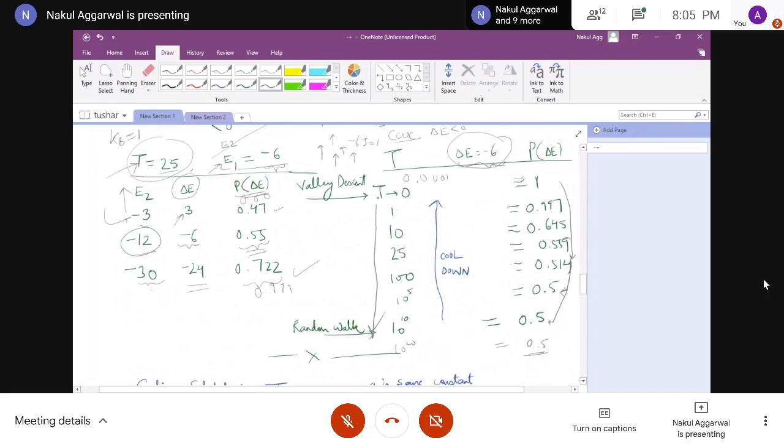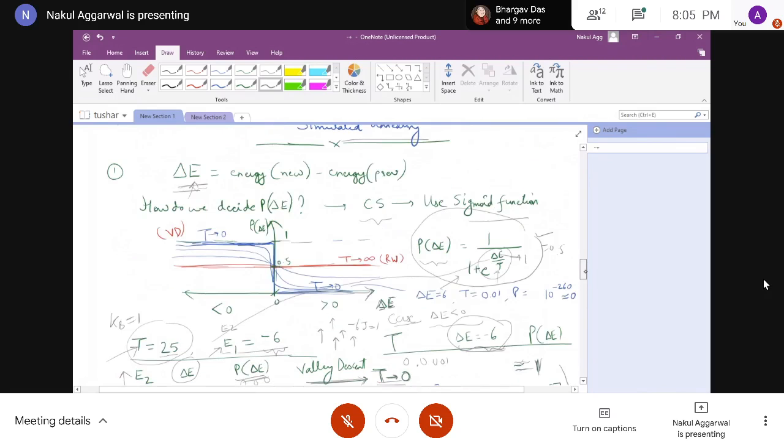So when the temperature is very, very low, considering the case delta E less than 0, the probability is 1. And when the temperature is very, very high, the probability is 0.5. So basically you are stuck in this range. Very, very high temperature actually corresponds to random walk. Very, very low temperature corresponds to valley descent.